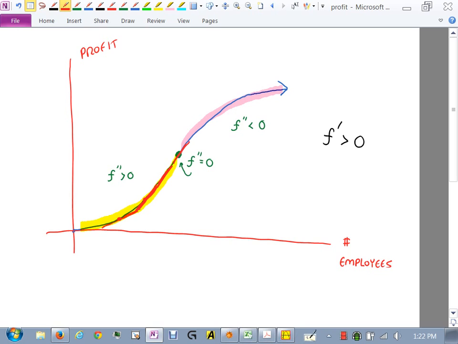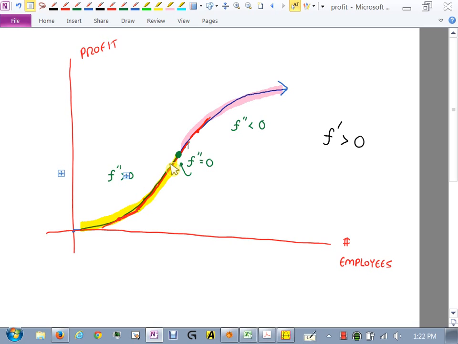I get to this point right here, tangent line has a certain slope. As soon as I move past that point, am I still making money? Yes. Has the rate gone up or down though? I'm actually making money at a slower pace, but I'm still making money. This in business is called the point of diminishing return. Have you ever heard that before? The point of diminishing return?